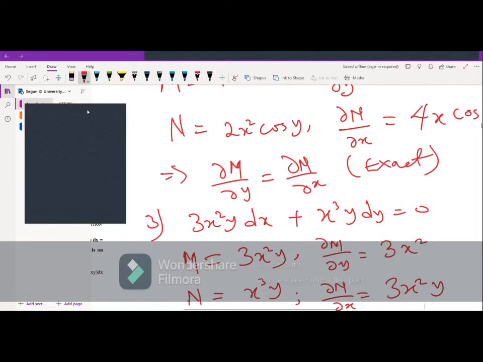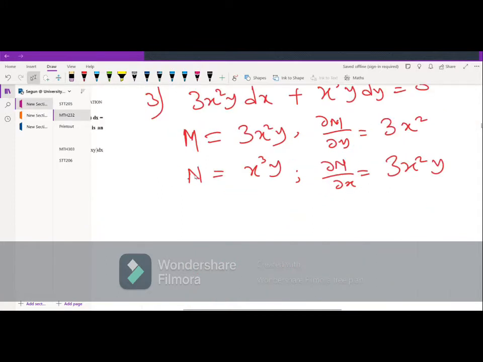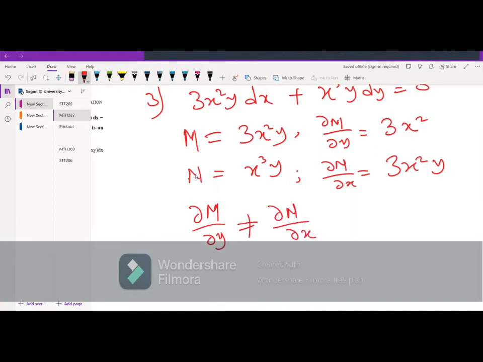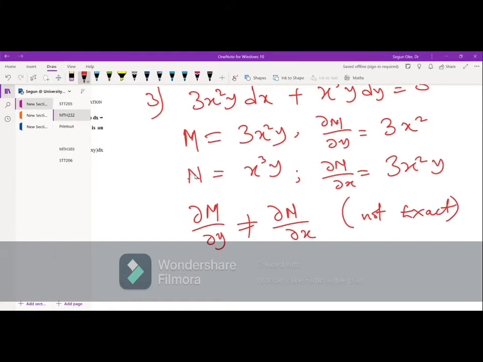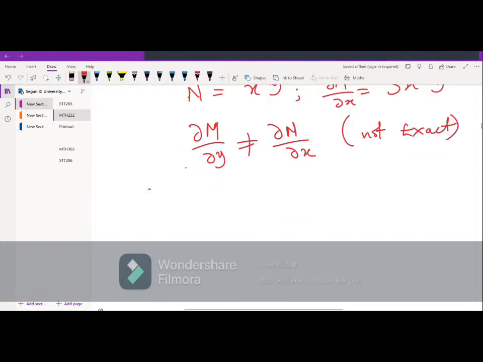don't just assume everything they will give you will be exact. You are on your own if you do that. The dM/dy is not equal to the dN/dx. Therefore, not exact. Please take note of that. So we are moving forward. Let's look at this number 4.